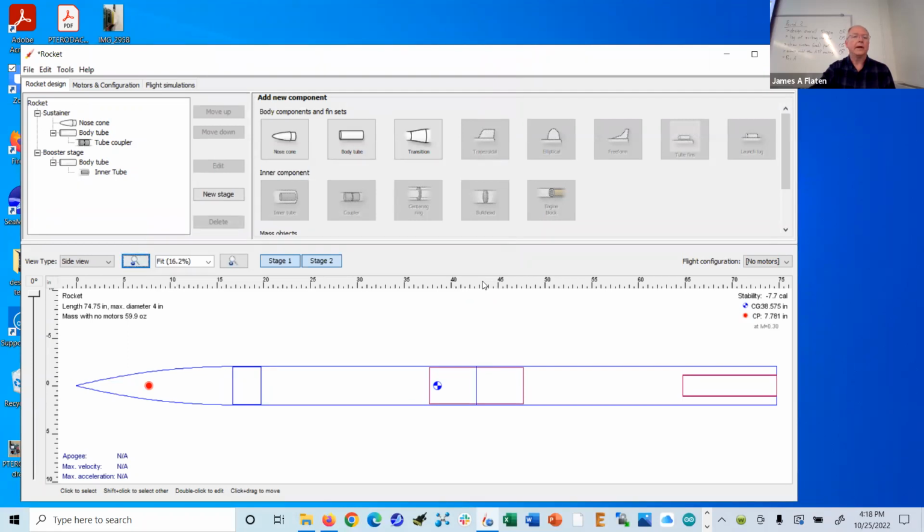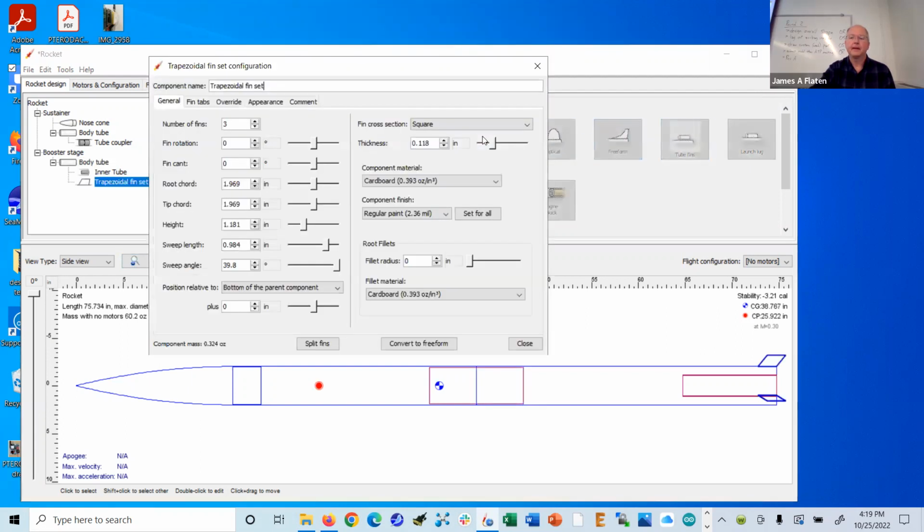Fine. What else do I need on my rocket? Fins. Yes, fins are important. Good. Okay, so let me go and choose. How about I choose trapezoidal fins? And so it's just going to draw some really weeny fins. That's not at all what I want. So I'm just going to take those fins and make them taller. How about I make 4 fins instead of 3? How about I say that the root has to be longer? How about I say that the tip has to be longer?